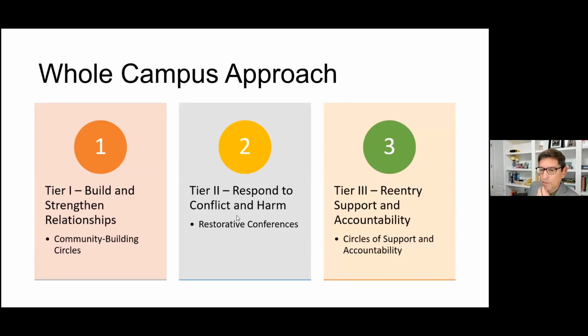Obviously, the whole campus approach is the best way of doing things. So we start, there are three tiers. We start at tier 1, which is about building and strengthening relationships. Restorative justice is not just about addressing conflicts or harms, but it's also about building community.